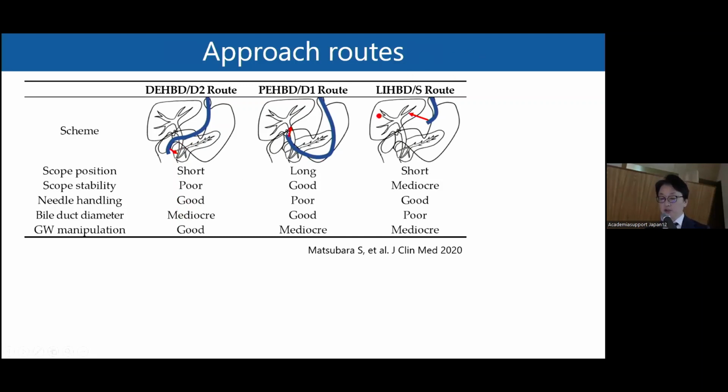Next, the proximal extrahepatic bile duct from the D1 route. This is a long scope position, and needle handling and guide wire manipulation are not so good. Last is the left intrahepatic bile duct from the stomach route. Short scope position and scope stability is not so good. Needle handling and guide wire manipulation are not so good because the distance is very long.